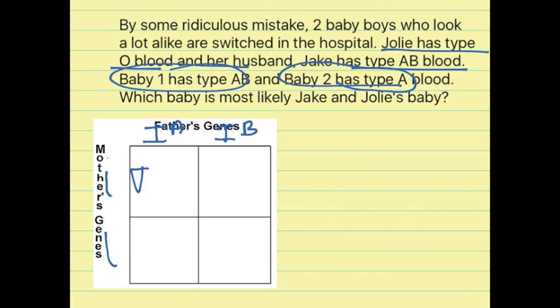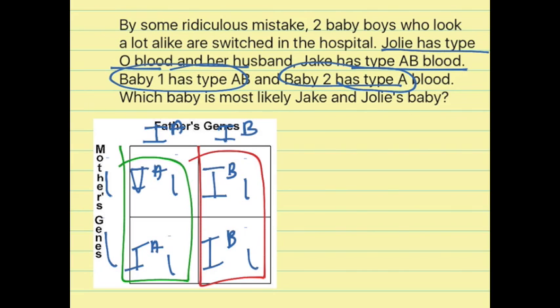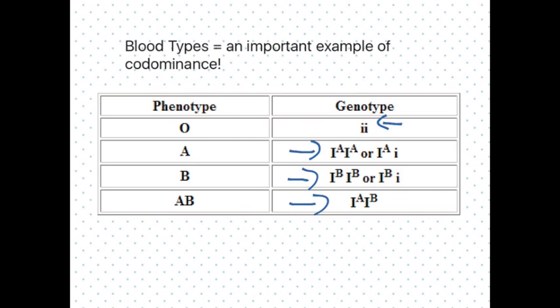So here we have I A, little i, I B, little i, I A, little i, I B, little i. So the only possibilities of blood types for these two are type B or type A. You can look here again. When we look at these, we see that it's type A or type B.